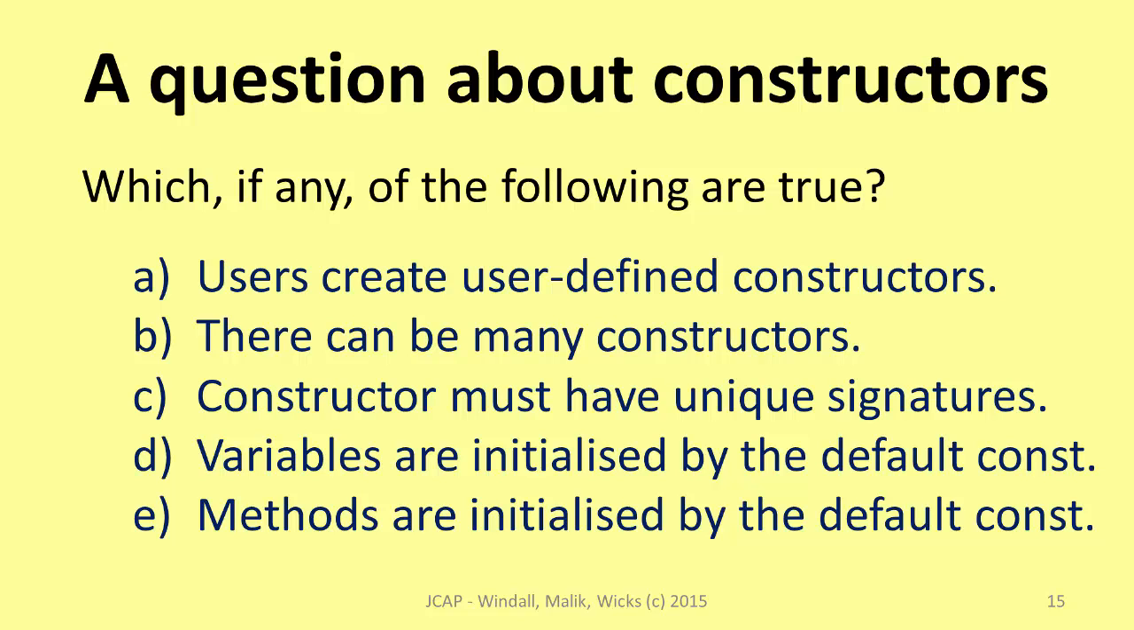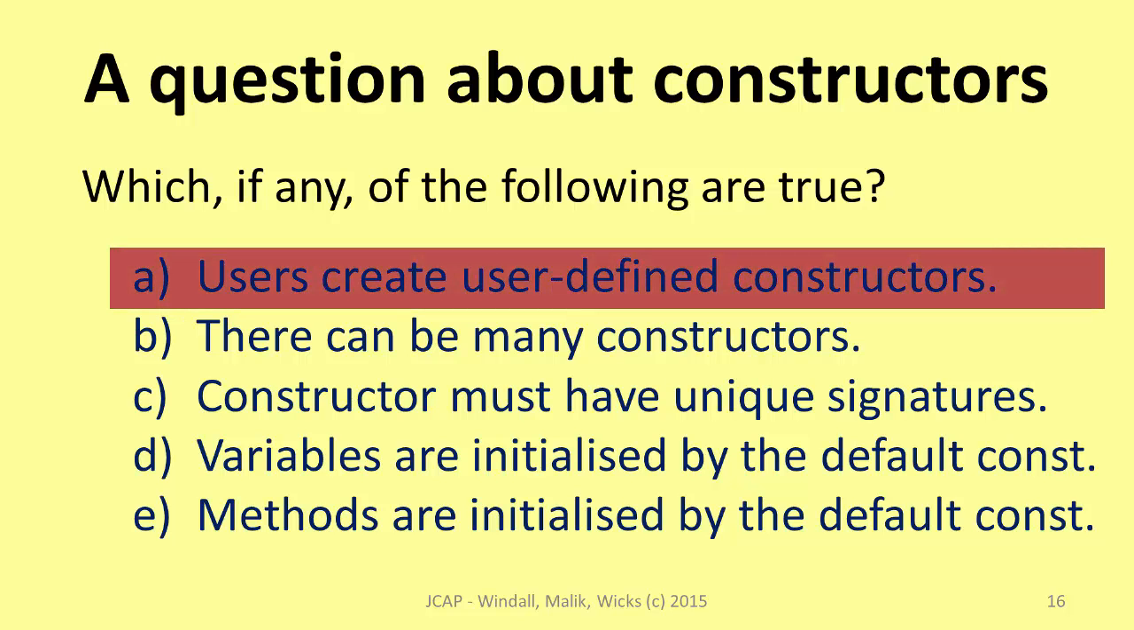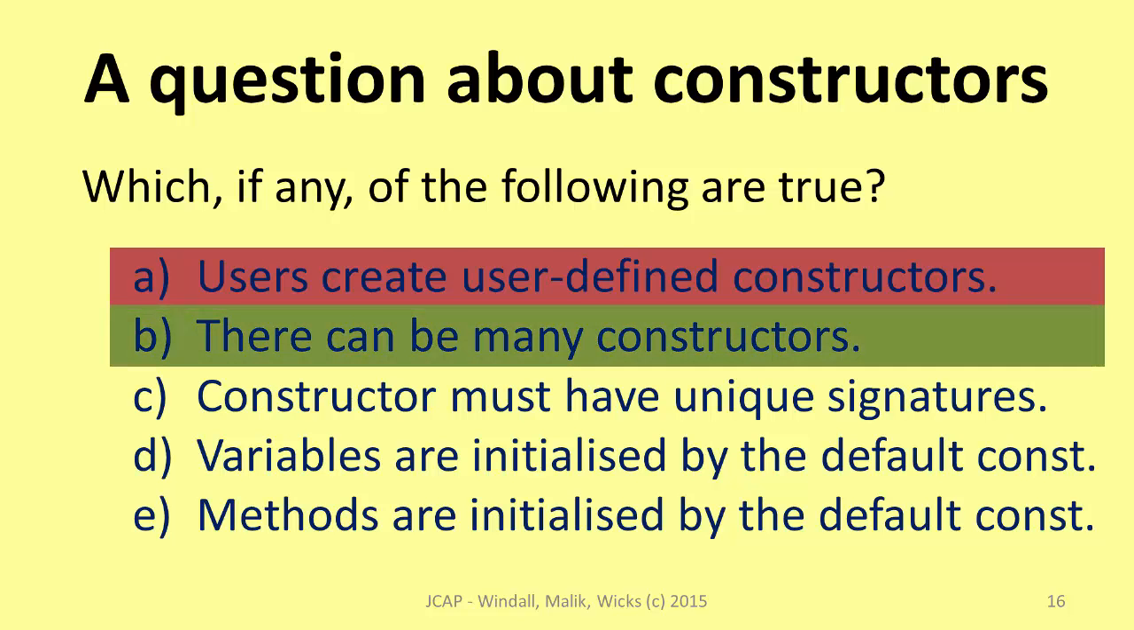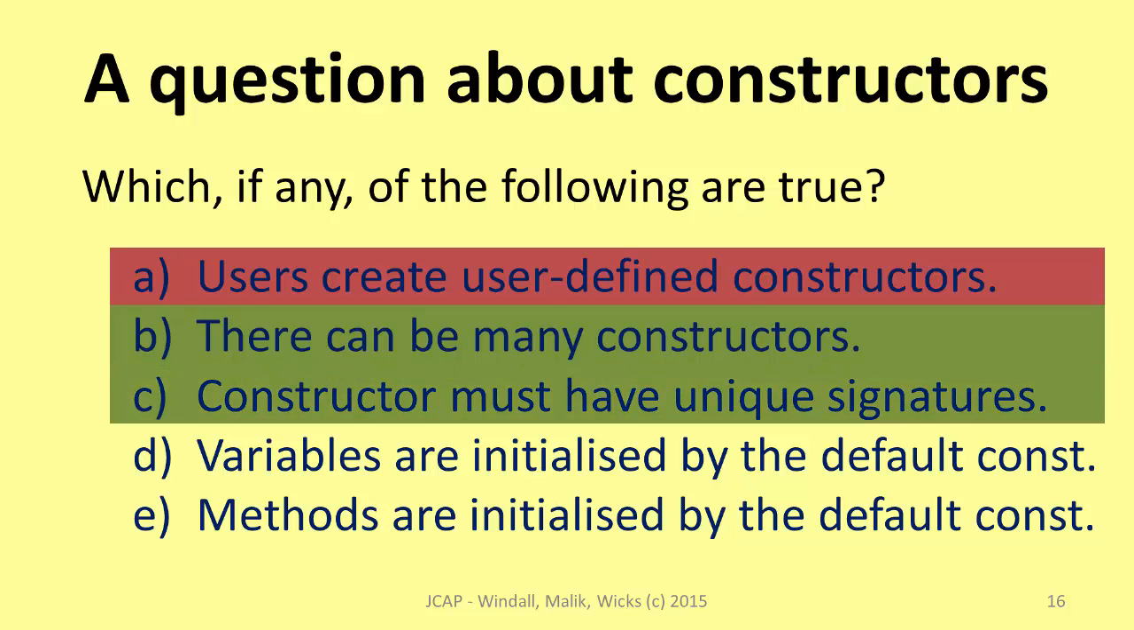Ready? Let's move on. Let's see which of these are true. Users create user-defined constructors is a trick question. You'll remember that programmers create user-defined constructors. Users don't create anything. This is the sort of trick you can expect in the exam. There can be many constructors, all with the same name as the class, but they each have different signatures. A constructor must have a unique signature is obviously true.